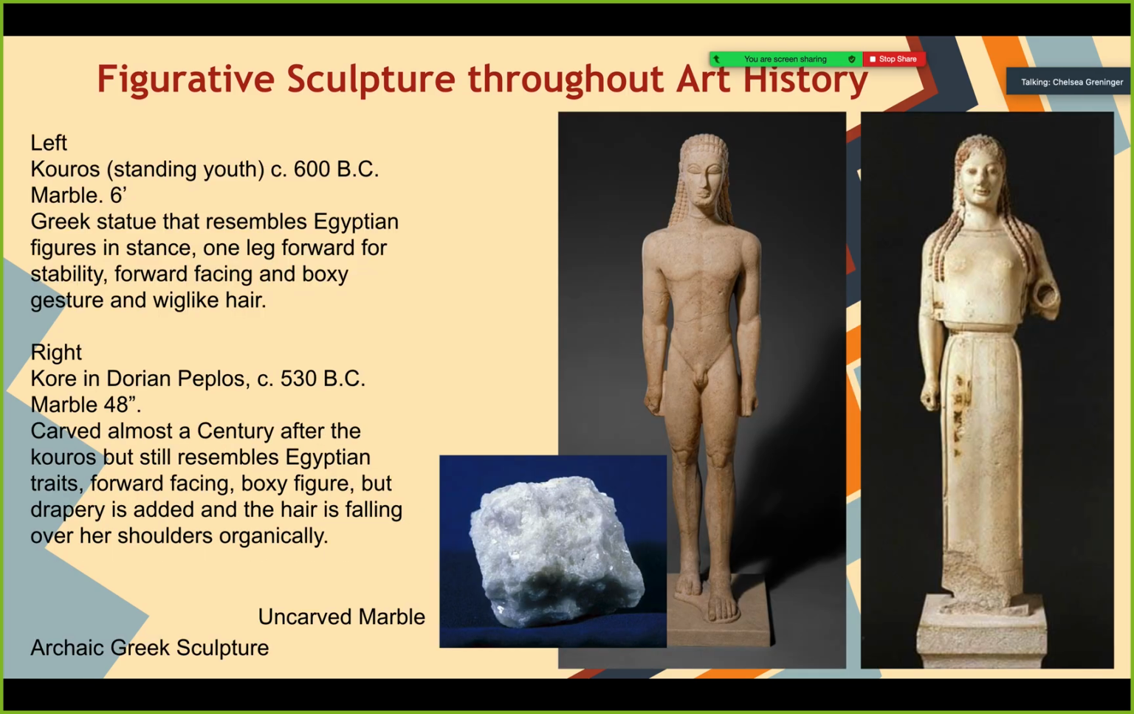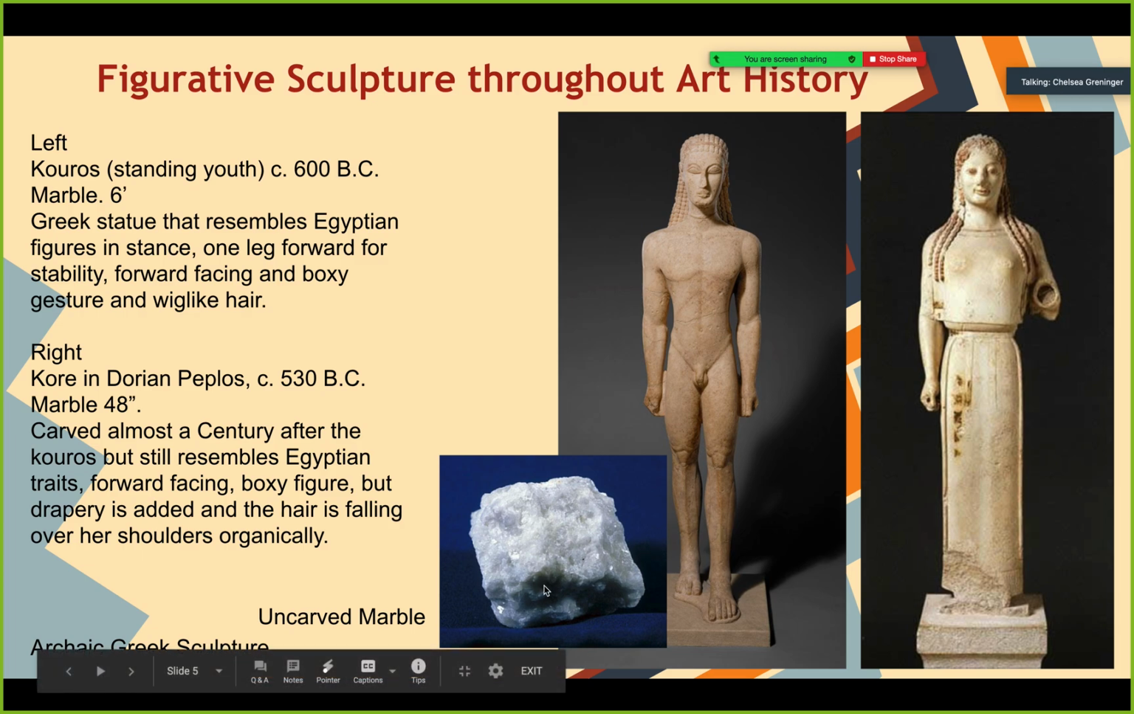So now we're going into archaic or ancient Greek architecture and sculpture. On the left we have the Kouros, or standing youth. We're still seeing a lot of Egyptian features here, actually. We're seeing the legs stepping forward. We're seeing that triangular shaped body. We're seeing not a lot of texture. Maybe a little bit in the hair. And this is carved out of marble. You can see down here in the corner, this is what marble looks like before it's carved.